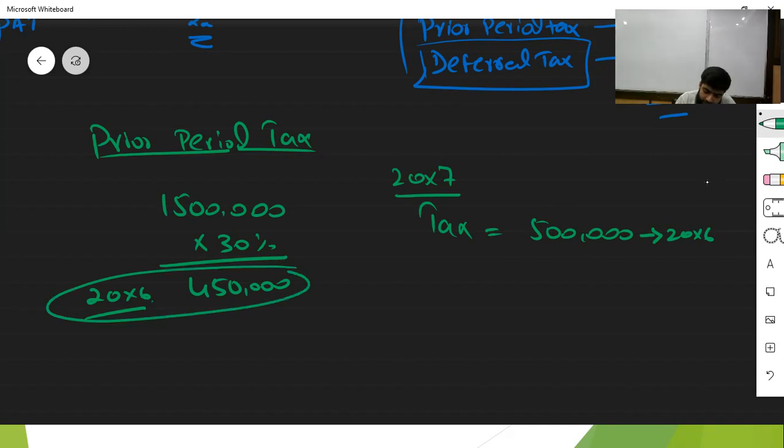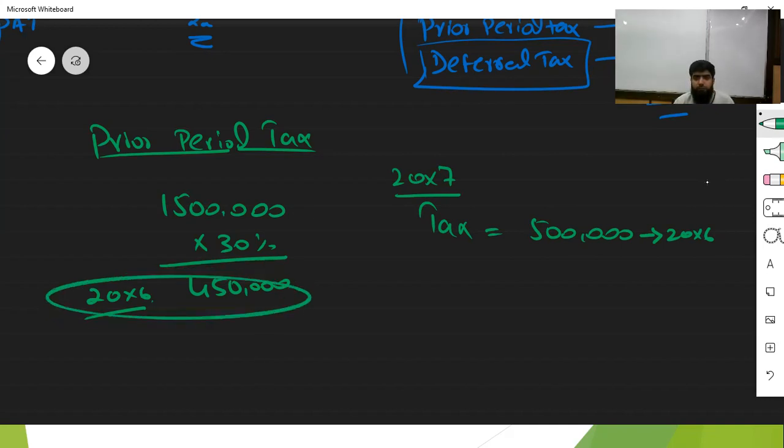You calculated the tax as 4,50,000 for 20x6, but the tax authorities reviewed your assessment and identified that the tax should have been 500,000. That means the tax of a previous year, 20x6, is now being adjusted in 20x7. You calculated a lower tax, 50,000 lower, in the previous year. Now the government will ask you to pay the difference.